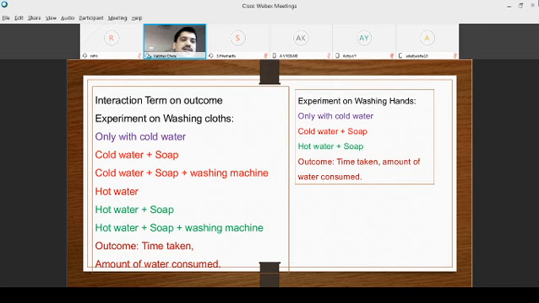So that means there is going to be interaction. Definitely hot water plus soap will have more effect, and because of this the time taken will be less, the amount of water consumed might be less, and the amount of pollutant removed will be more. Also with hot water, the temperature sometimes affects the quality of the material.